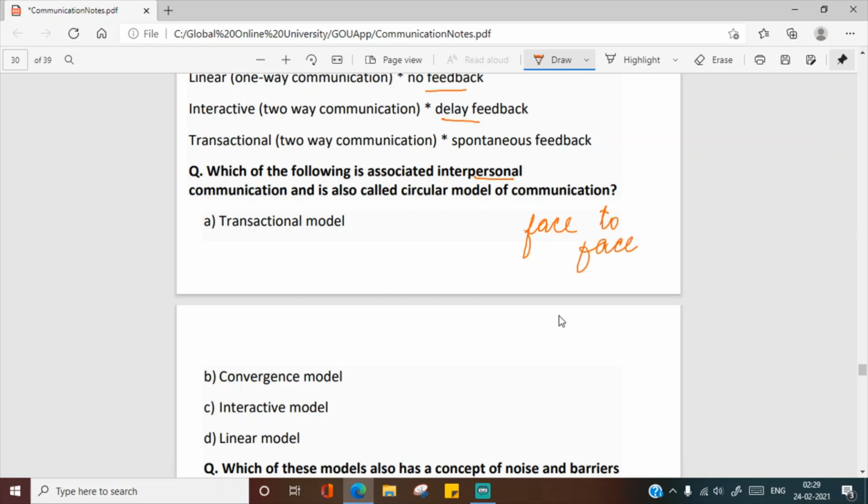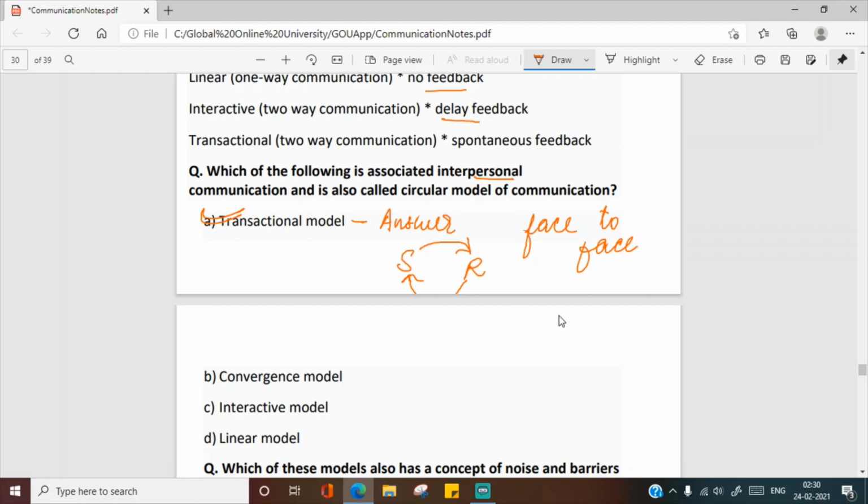So, face to face communication, then the right answer to this question is option A. Option A is your right answer because interpersonal communication is followed in the transactional model. It is also called the circular model of communication because the sender sends the message and the receiver gives a response. Since there is instant response, it becomes a circular model of communication.